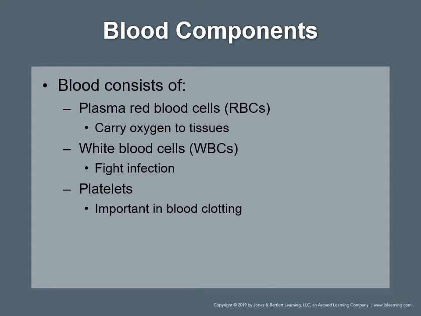The blood and its components. Blood consists of plasma, red blood cells, RBCs, white blood cells, WBCs, and platelets. Red blood cells contain hemoglobin, which binds to oxygen and carries it to the tissues. White blood cells are leukocytes. They fight infection. Platelets play an important role in the blood clotting process.